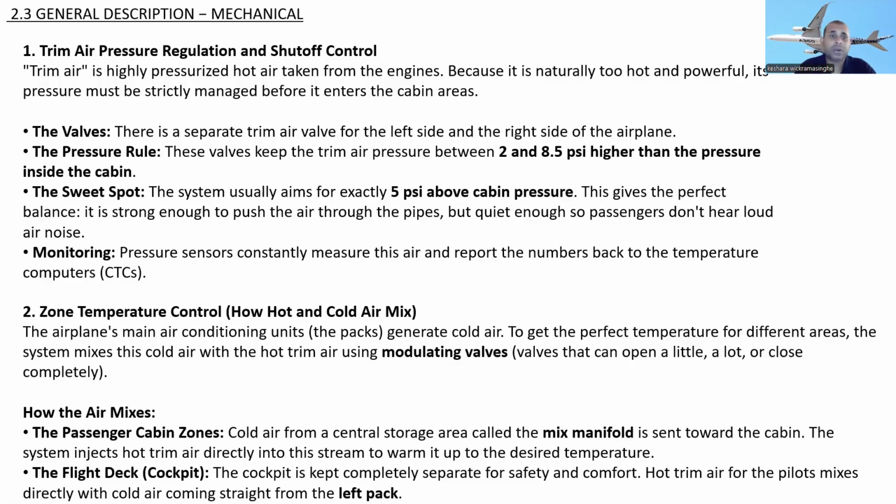Zone temperature control. How do hot and cold air mix? The airplane's main air conditioning units, the packs, generate cold air. To get the perfect temperature for different areas, the system mixes the cold air with the hot trim air using modulating valves, valves that can open a little, a lot, or close completely. They mix hot and cold air by using modulating valves.